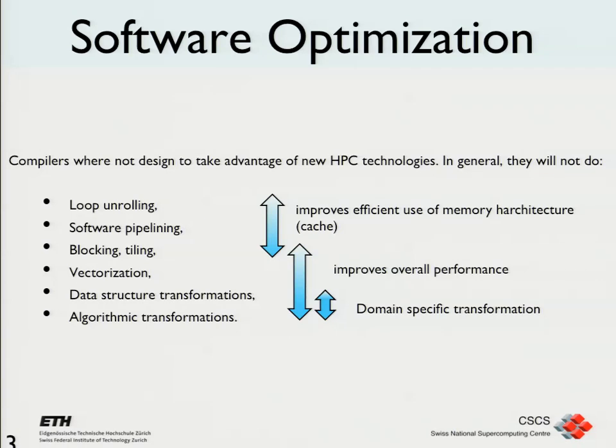As you saw before, the compilers are not designed to take advantage of new HPC technologies. In general, they won't do it, or not very easily unless you give them a lot of information. They won't do loop unrolling, software pipelining, blocking. Those techniques are there to take advantage of the memory architecture, and in particular, the cache. They will not vectorize the code easily unless it's a very simple example. Vectorization will improve the overall performance by the size of your vectors.